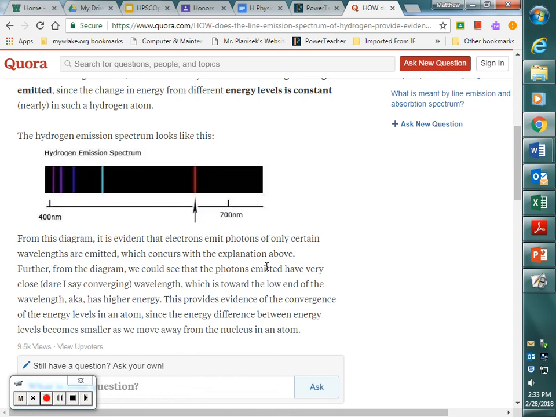This is what happens when we run the light from a hydrogen bulb through a prism. This is what happens. Okay? If we run white light through a prism, we get all the colors of light because it's all mixed together, right? If we run the light from a hydrogen bulb through a prism, it shows up as these very specific lines. Because not all the colors of light are in there. There's only some very specific colors.